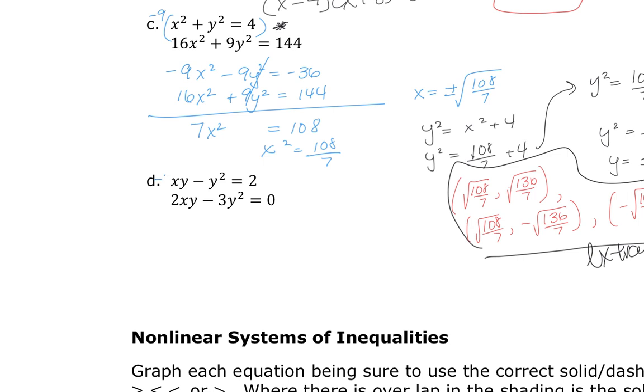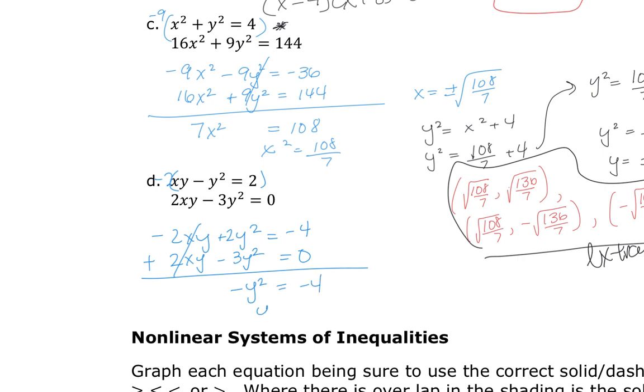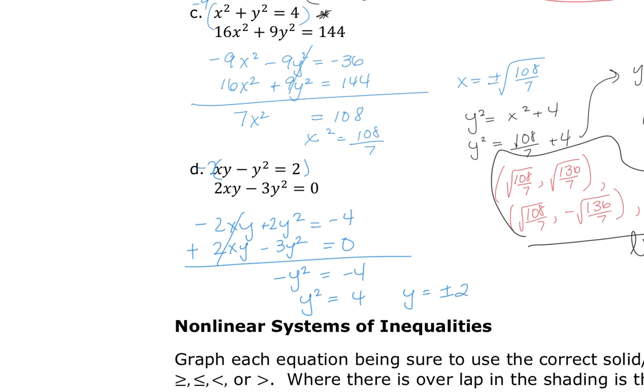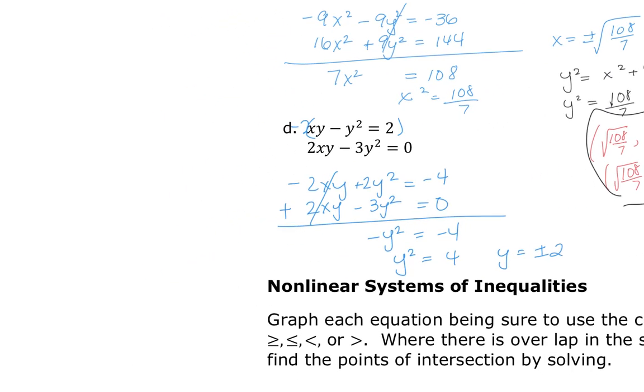I'm going to multiply this by a -2, this last example. So I have -2xy plus 2y squared is equal to -4, and 2xy minus 3y squared is equal to 0. Add these two together, I get -y squared is equal to -4. y squared is equal to +4. y is equal to positive and negative 2. So I'm going to have to put that into one of the two equations. I'll put in the first one.